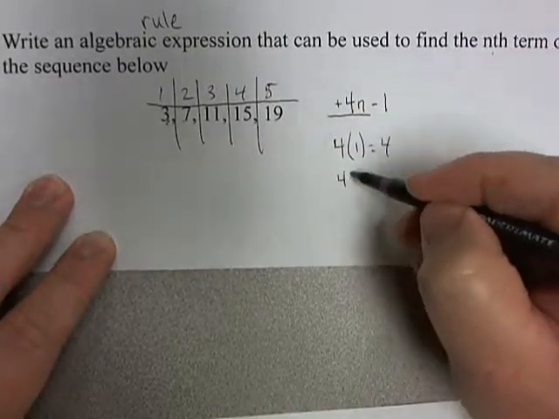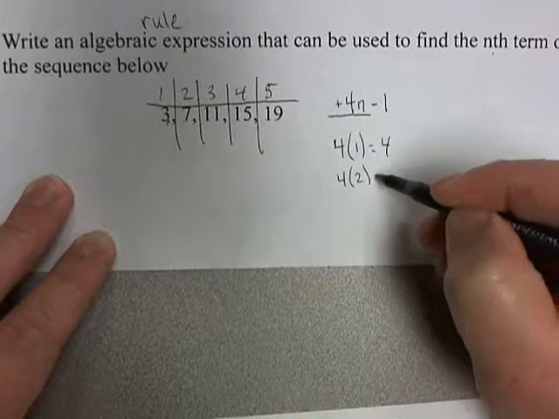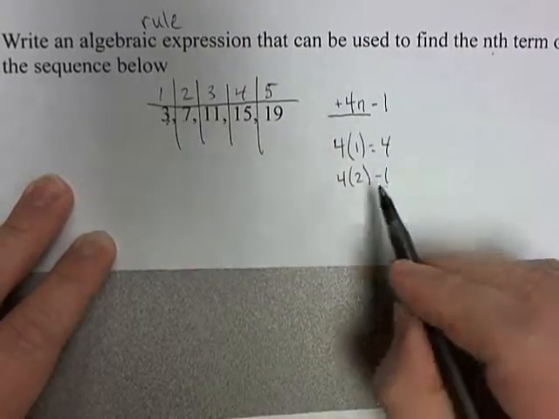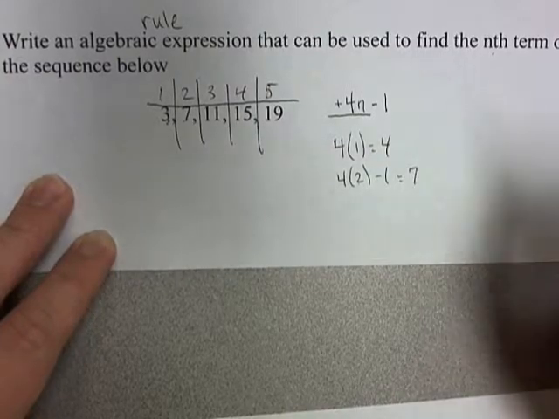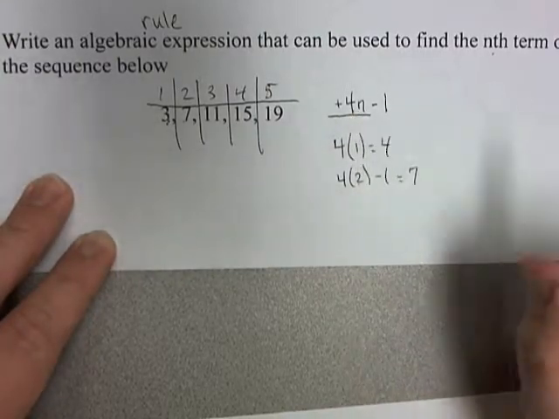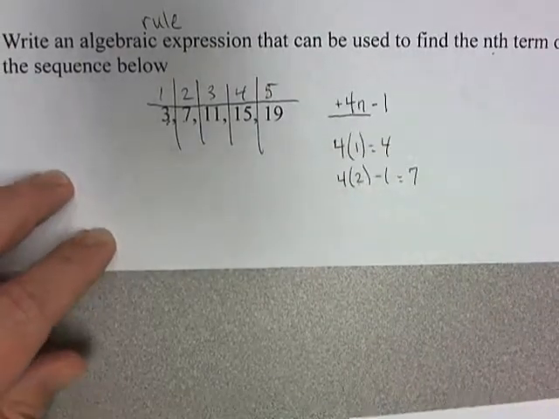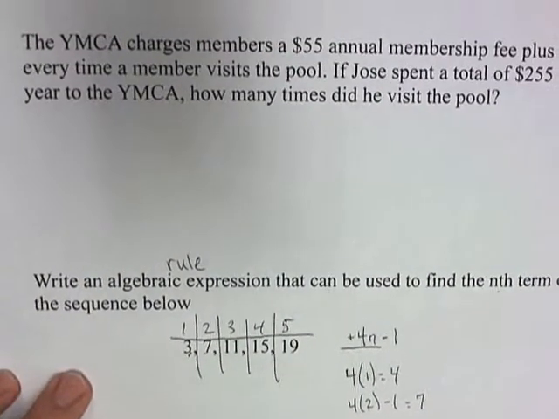Let's plug in position 2. 4 times position 2 minus 1 should give us 7. 4 times 2 is 8. 8 minus 1 is 7. So the rule checks out, 4n minus 1. Next question.